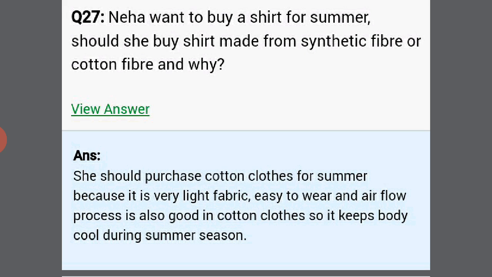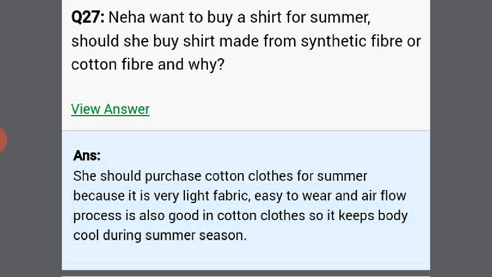Neha wants to buy a shirt for summer. Should she buy a shirt made up of synthetic fiber or cotton fiber, and why? Okay, very easy to answer. She should purchase cotton clothes for summer because it is a very light fabric, easy to wear, and the airflow is also good in cotton clothes, so it keeps the body cool during the summer season.